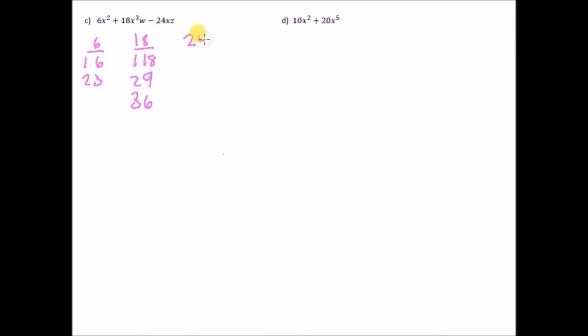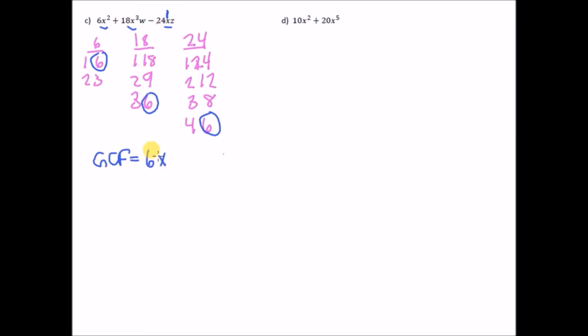And we can write down the factors of 24, which are, as soon as we get into bigger numbers, as long as they're not prime, they get pretty lengthy. 1 and 24, 2 and 12, 3 and 8, 4 and 6. Okay, so we can also see that the greatest common factor is 6. Now let's look for common variables. We have an x variable in each term with the lowest exponent being 1. So our greatest common factor is 6x.